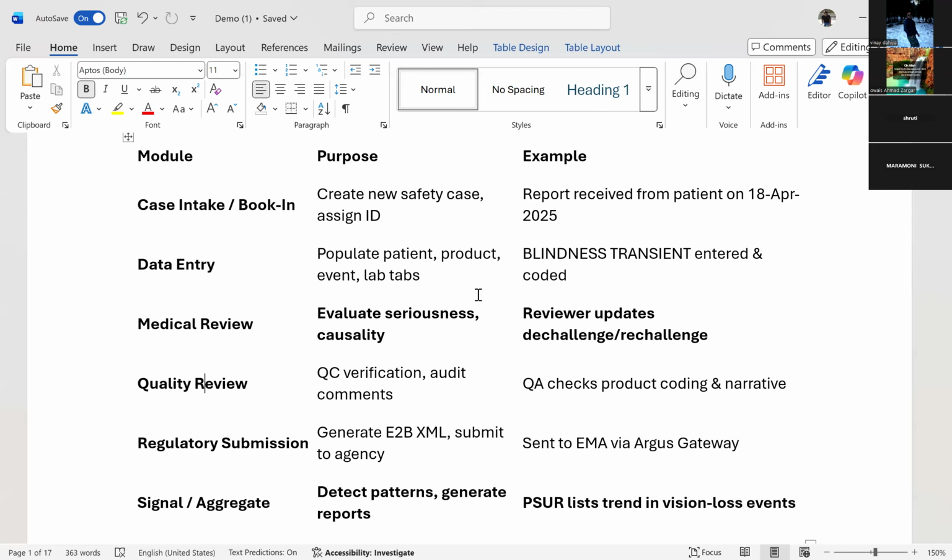Sir, I have a question regarding rechallenge. There may be some drugs which, if we go for rechallenge, may cause more harm to the patient or may cause serious adverse effects after rechallenge. So what should we do for them? Should we go for rechallenge or not?